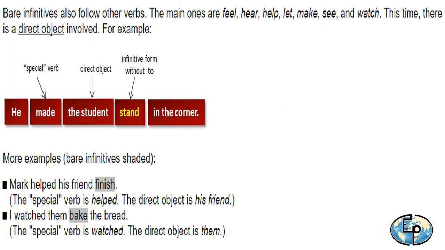More examples of bare infinitives. Mark helped his friend finish. Here finish is an infinitive verb. The special verb is helped and the direct object is his friend. I watched them bake the bread. Here bake is an infinitive verb. The special verb is watched, and the direct object is them.